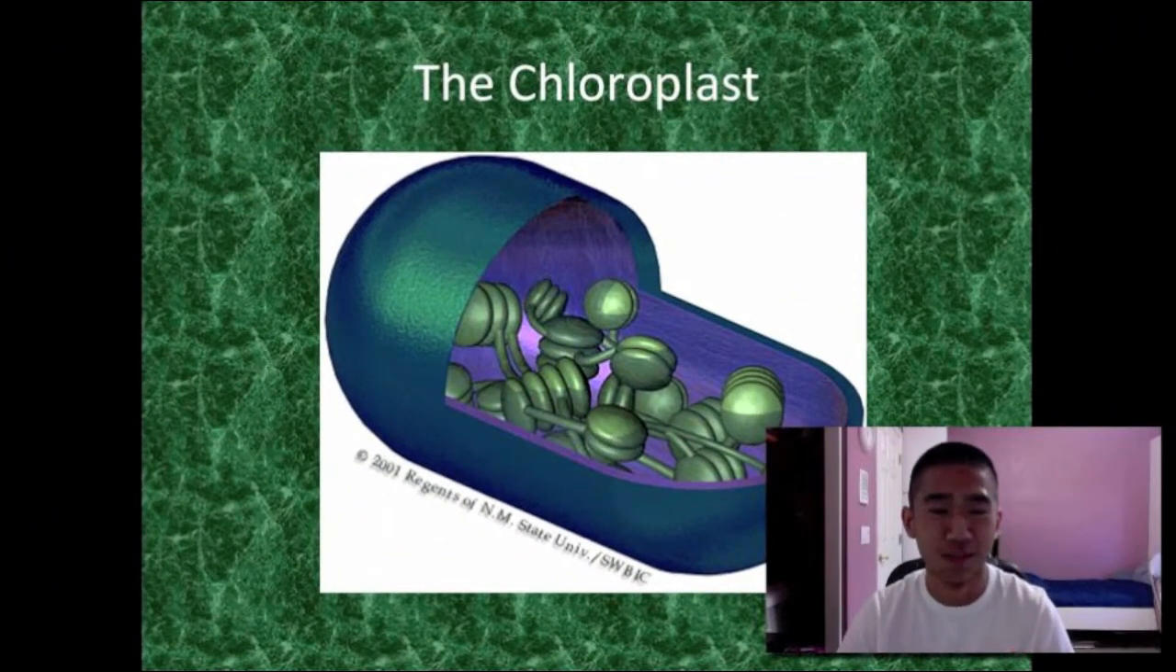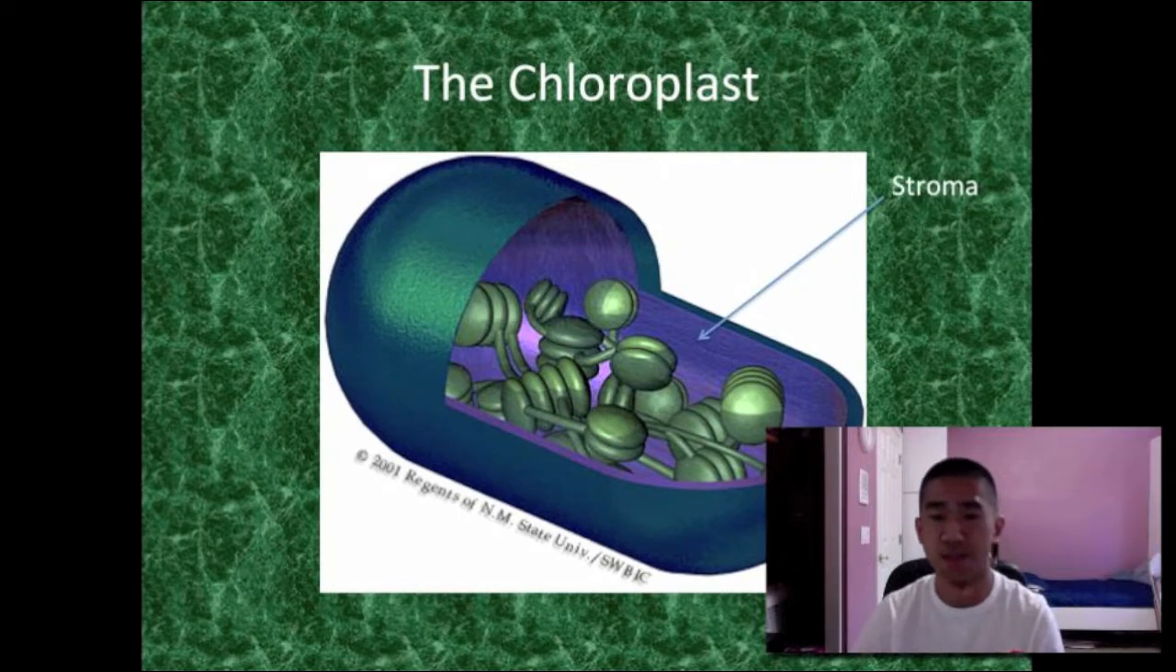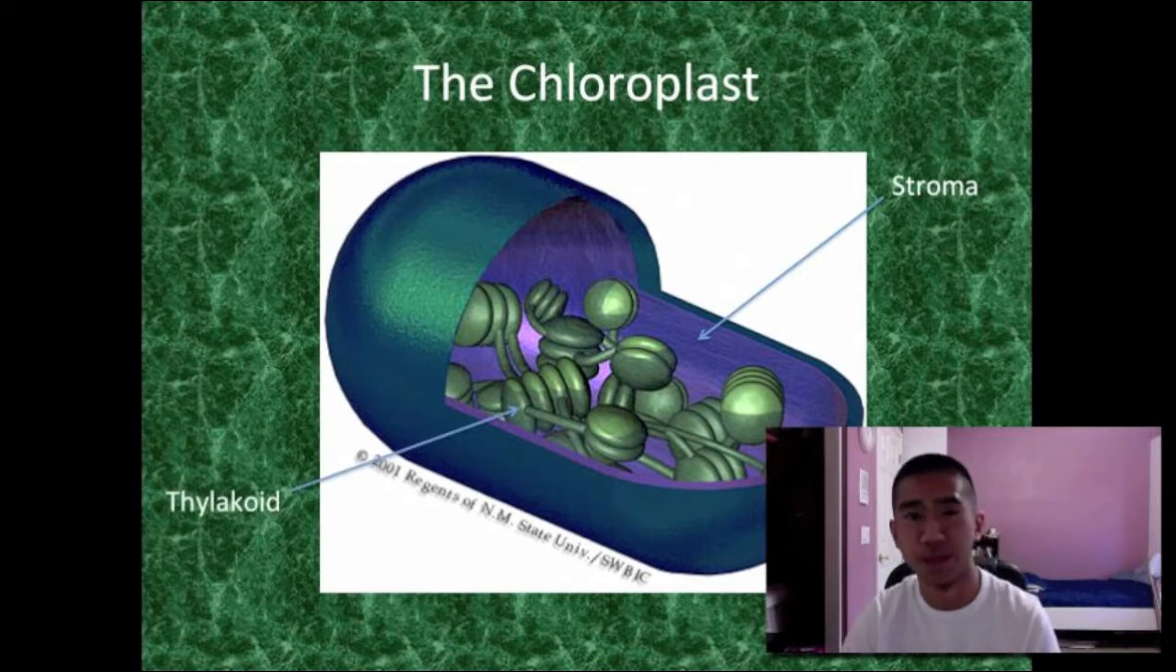This is the chloroplast. The chloroplast is a plant organelle where photosynthesis happens. The stroma of the chloroplast is a cytoplasm-like fluid where the Calvin cycle occurs. The thylakoid membrane is where the light-dependent reactions occur, and stacks of thylakoid are called grana.